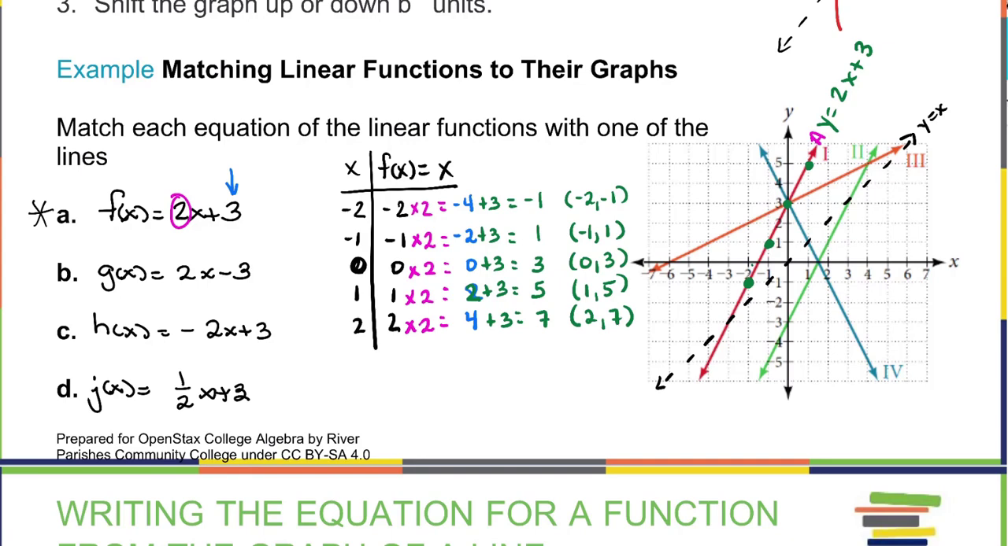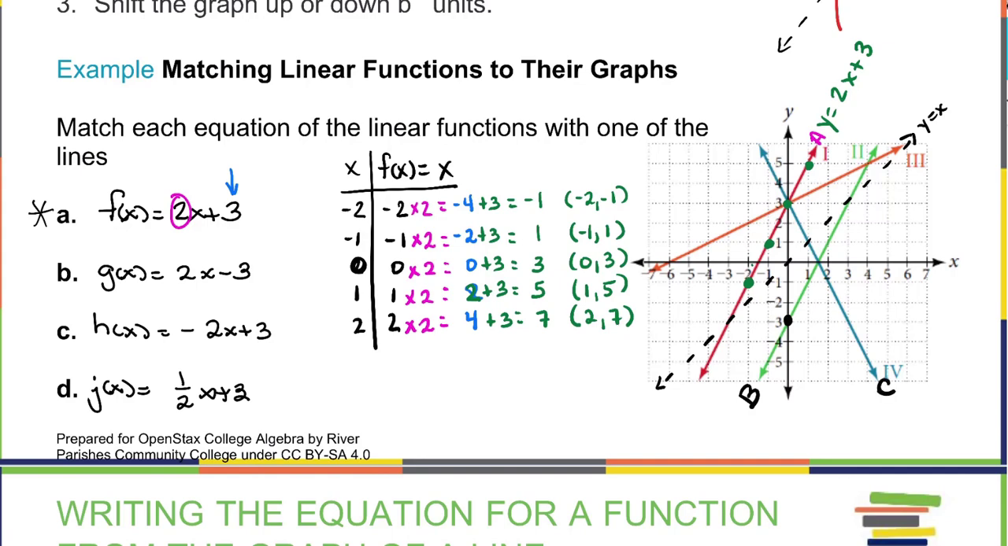Okay, hopefully you tried to do the transformations for each of these. For B, it was a vertical stretch of 2, and then we shifted down 3. So that's going to be this green graph right here. So this green graph is B, y equals 2x minus 3. And then h of x, letter C, was a vertical stretch of 2 and then a reflection over the x-axis, and then it shifted up 3, so that would be the blue graph.